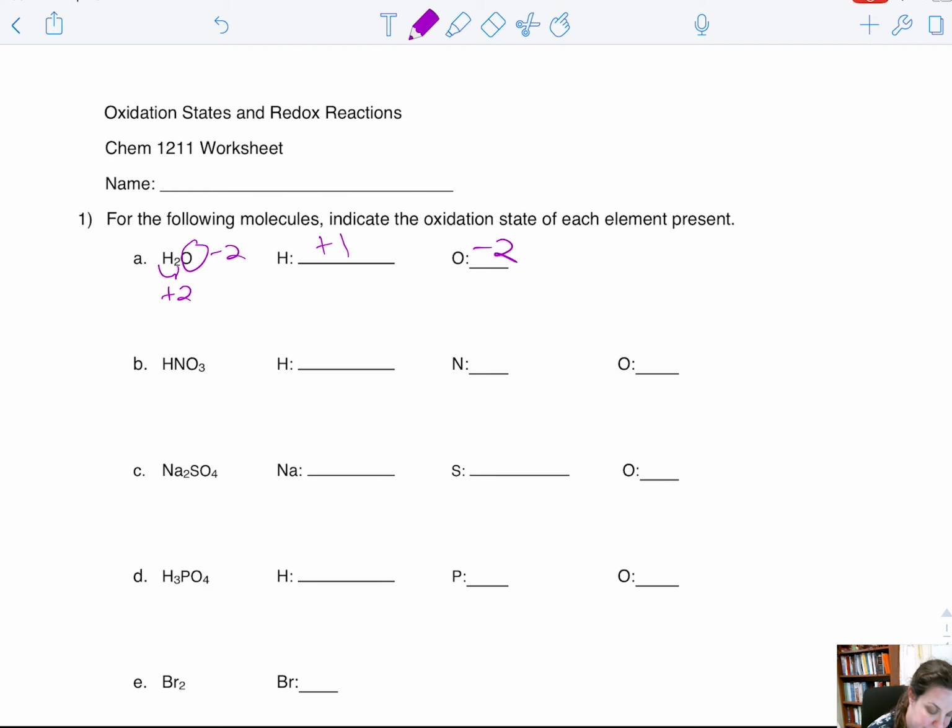Next one, we go on to HNO3. We're going to assign the hydrogen first, giving it a +1. Then oxygen would be next. There's -2, and there are 3 of them, giving that portion of it -6. So this has to be +5. And this is asking the oxidation state of each element, not total. So we're looking for that +1 or +2 here.